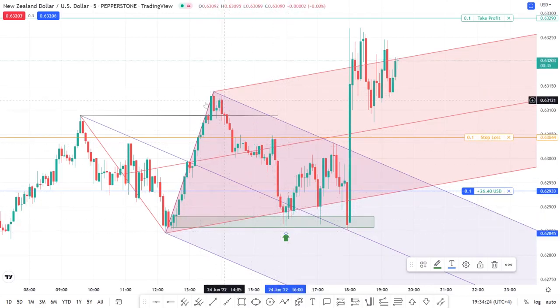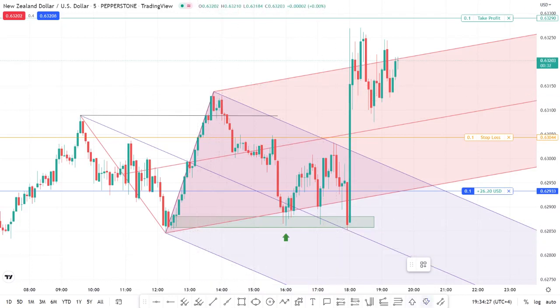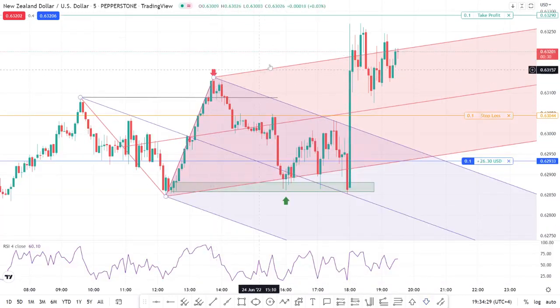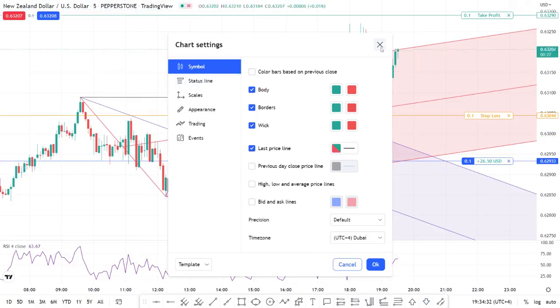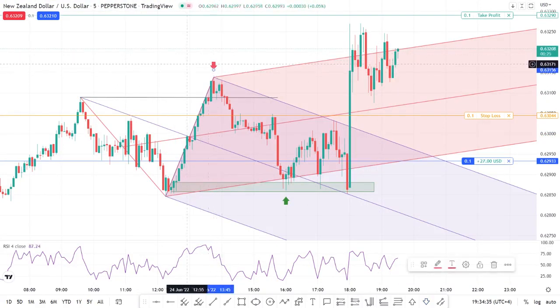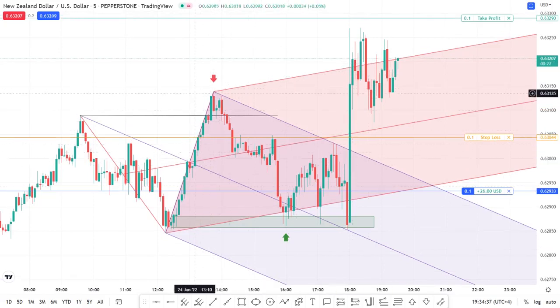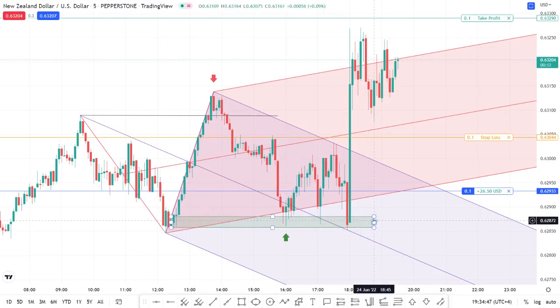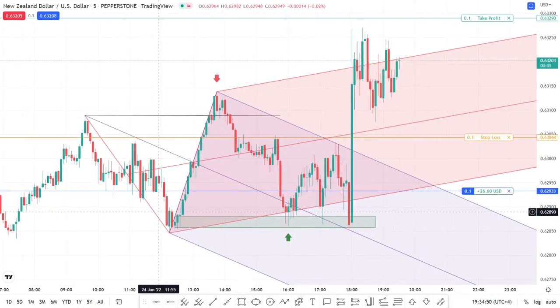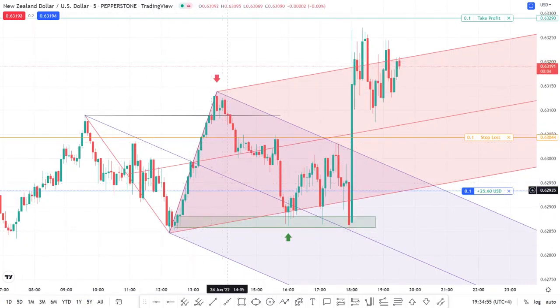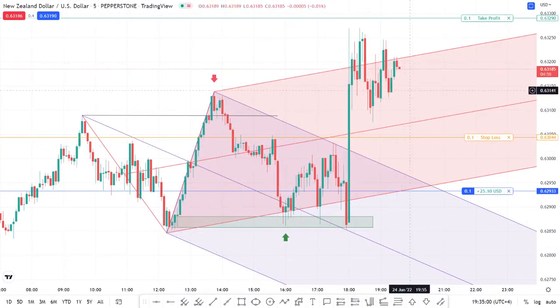And makita nyo dito, we have a weak seller here dito sa high na to kasi hindi niya na-surpass yung previous low to create another lower low. So, that implies another confluence sa ating trade idea na buyers are still able to surpass the sellers and still the dominant player on this chart, on this market.